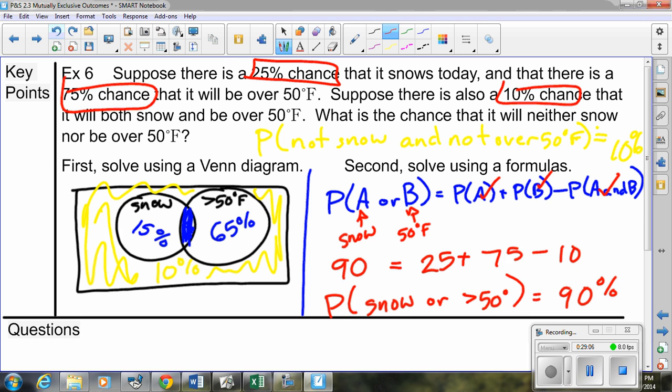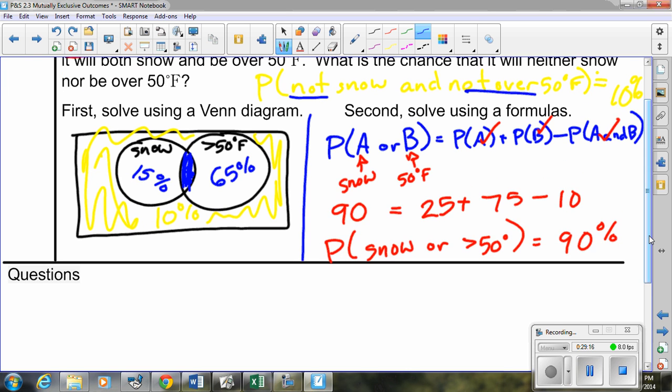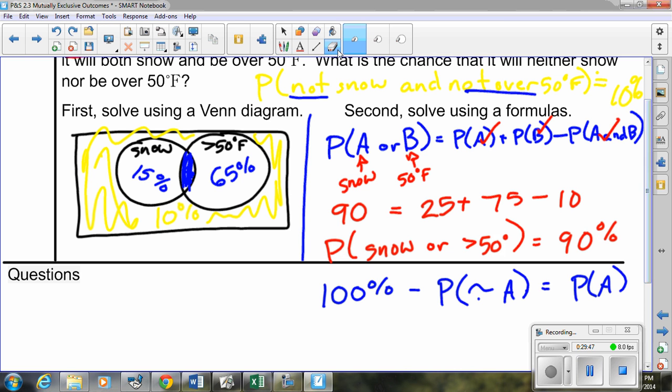The problem that we asked, though, what is the probability that there's no snow and not over 50? That's just the complement. It's saying, what's the exact opposite? Well, if we're looking for the exact opposite, we know we have 100% minus the probability of the complement, that's just going to be our probability. Or in this particular instance, we could also have it sitting right here.